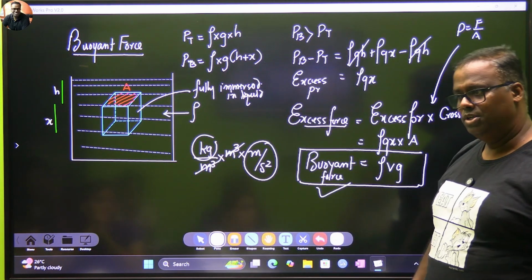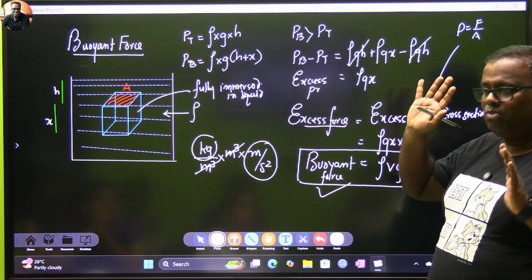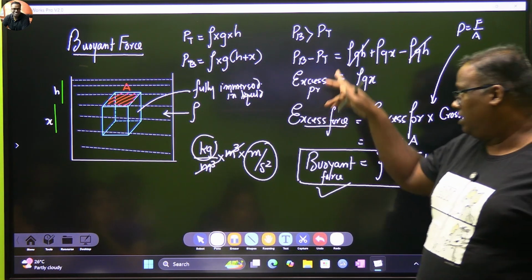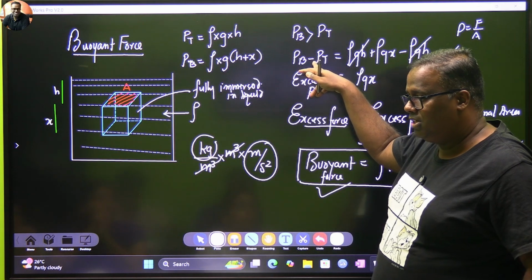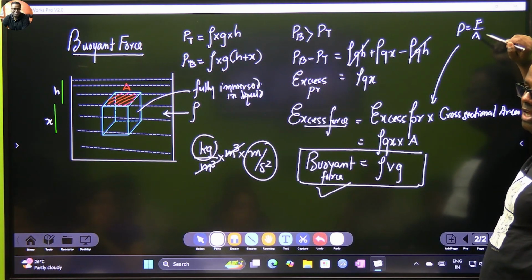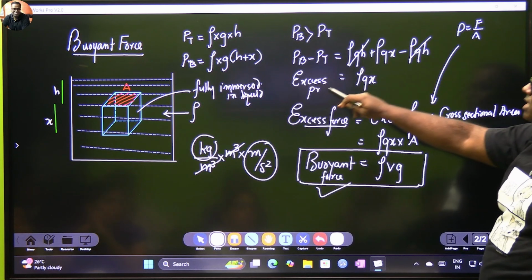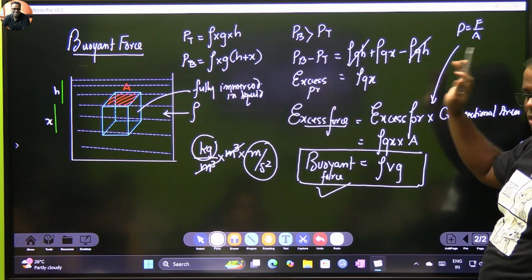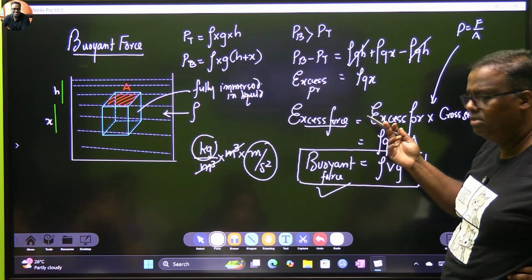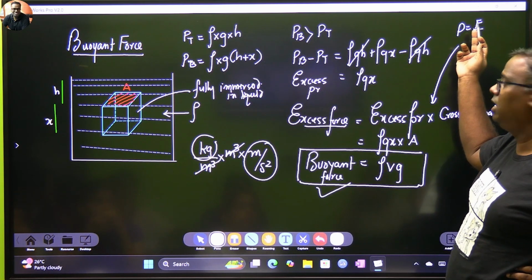Yes or no? Now, ultimately we are trying to derive force, but at this stage we are still with pressure. Pressure is equated with force as pressure equals force upon area. So this is my excess pressure, which is equal to rho gx. Have you understood? This excess pressure will give rise to an excess force.